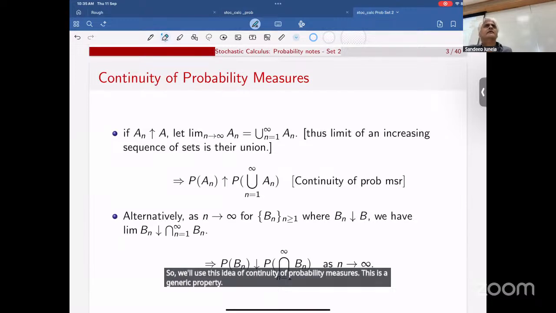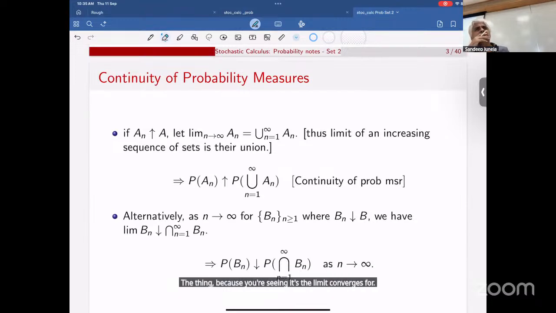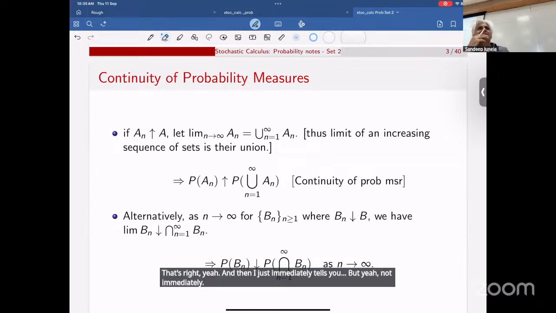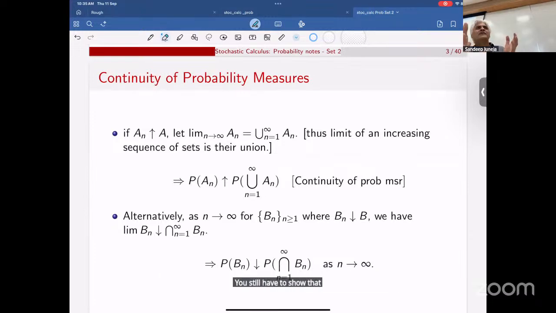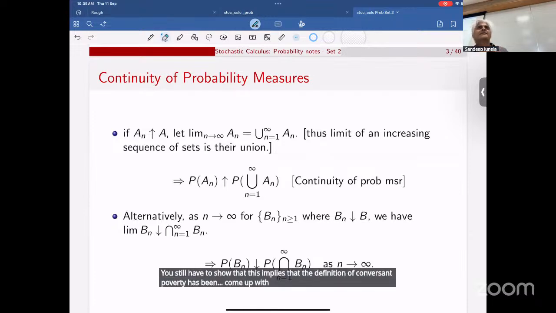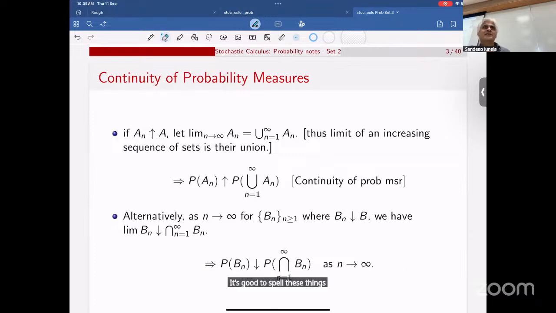Because you're saying the limit converges for all omega, where the measure of this omega is 1. That's right. And then that just immediately tells you. But not immediately. You still have to show that this implies the definition of convergence in probability that we've come up with. So we'll just spell that out. It's good to spell these things out because it's easy to make mistakes.